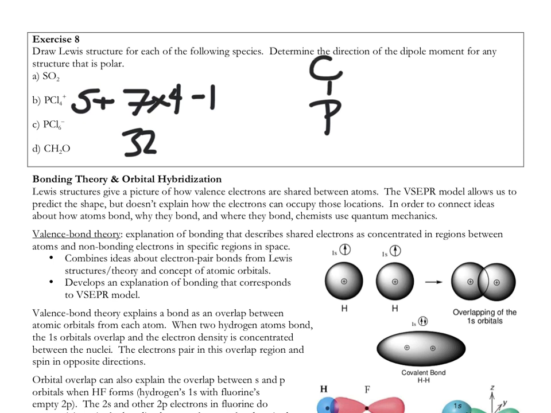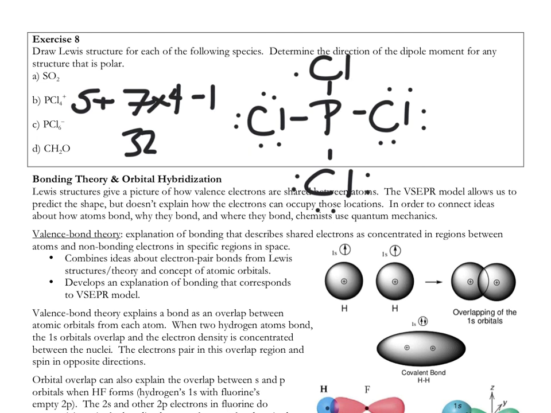Phosphorus in the center. Chlorine, chlorine, chlorine, chlorine. Phosphorus and chlorine are not directly next to each other on the periodic table, so we would know that these bonds are polar, even if we don't know the exact electronegativities. And then it's good to show our charge here.